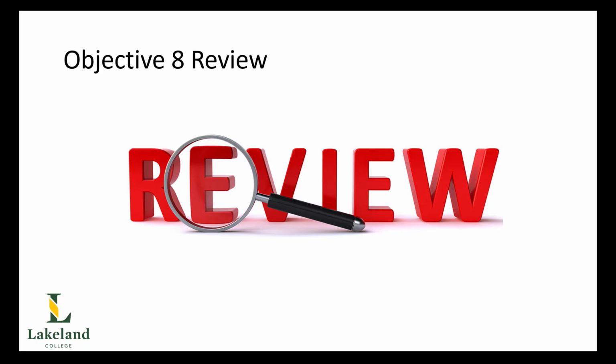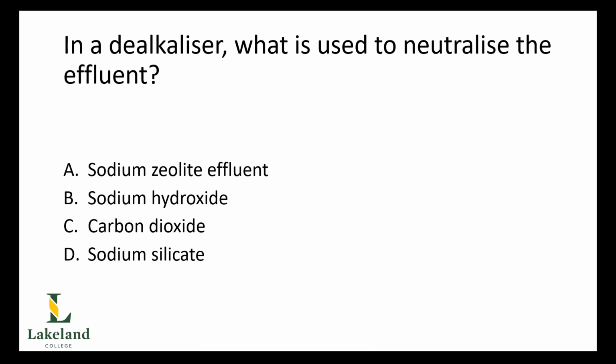Okay, so let's take a look at our Objective 8 review and check out some typical sorts of questions you're liable to see. For our first one, in a dealkaliser, what is used to neutralise the effluent? Is it sodium zeolite effluent, sodium hydroxide, carbon dioxide, or sodium silicate? Well, we just got through talking about it, and it's the one that's in every single one of our three chemical reaction equations. And that is our caustic, otherwise known as sodium hydroxide, which of course contains hydroxide alkalinity species.